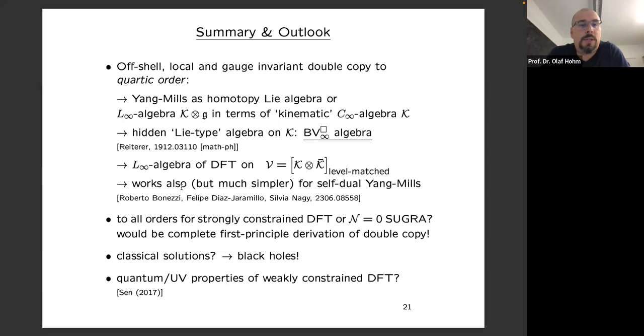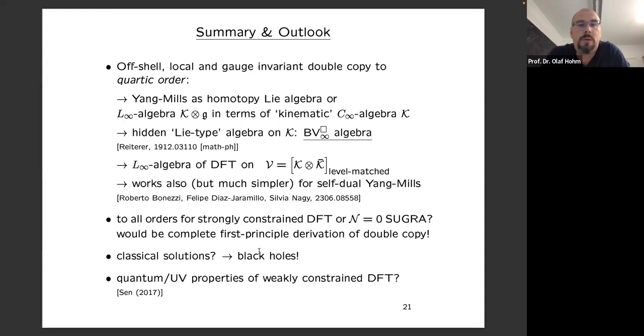I should also mention that this works as well, and is much simpler, for the self-dual subsector of Yang-Mills theory. Some of you may know what that means. This was worked out by Roberto, Felipe, and Silvia Nagy a few months ago. So a very nice paper.